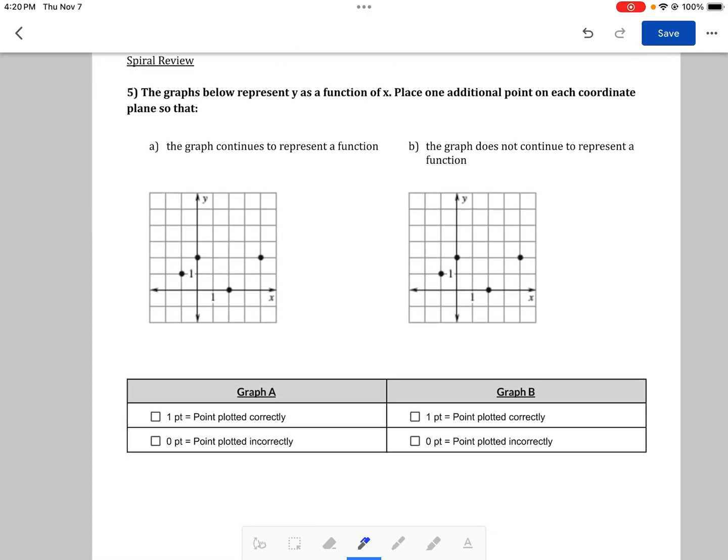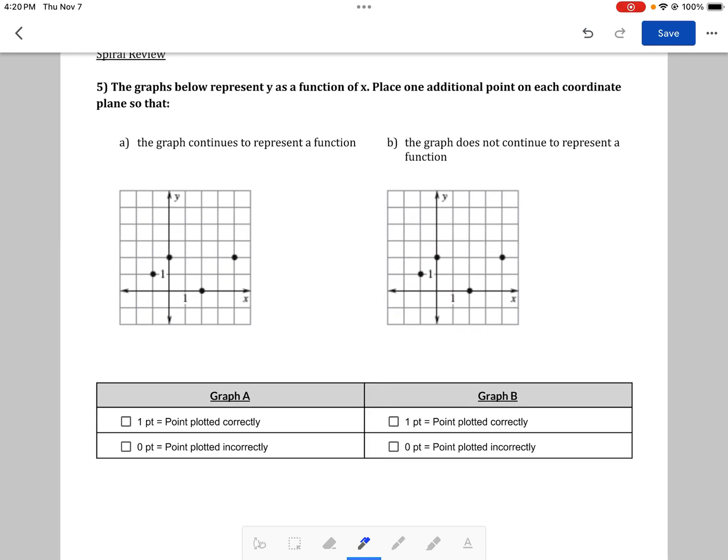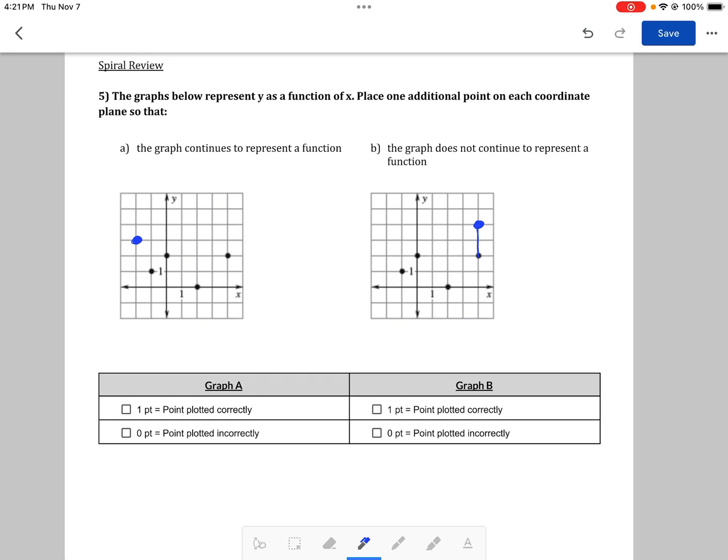And then our last question here: the graphs below represent y as a function of x. Place one additional point on each coordinate plane so that the graph represents a function and so that it does not represent a function. Okay, so I'm going to plot a point here because I know that all of my points are separate. None of the inputs are the same, so it is a function. And to make this graph not a function, I'm going to plot a point here, because as you can see, these 2 points are on the same vertical line. In order for something not to be a function, I cannot have 2 points on the same vertical line.